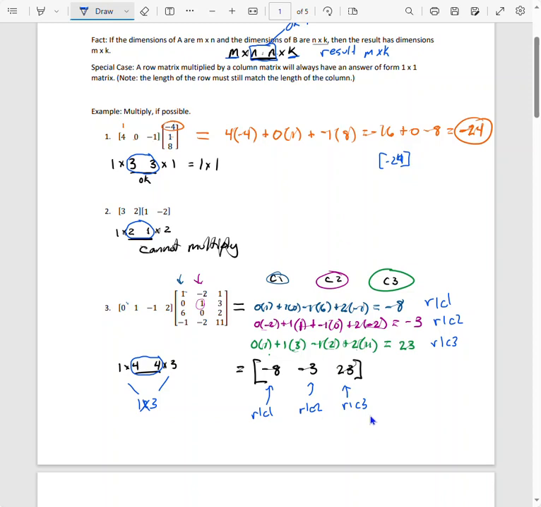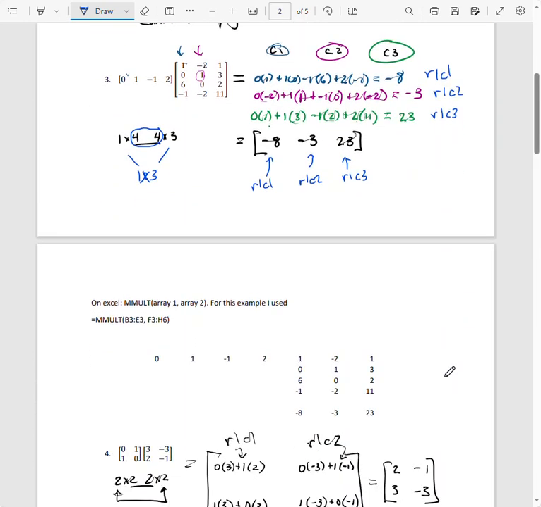All right, so when we multiply, we're taking a full row, multiplying it by a full column, getting a single value, and putting it in row, column. All right, let's move on.